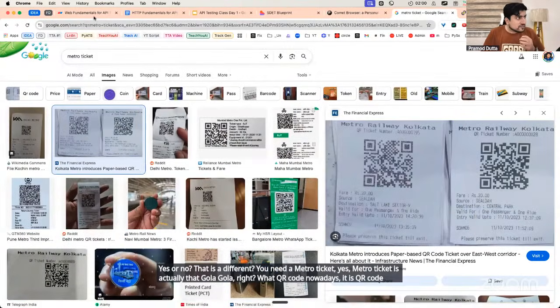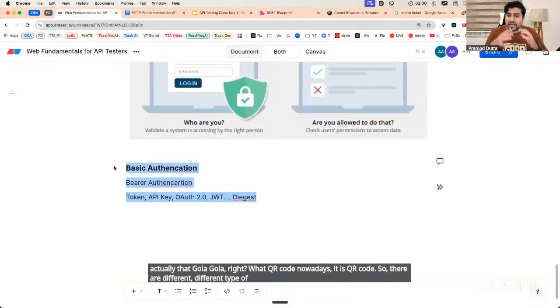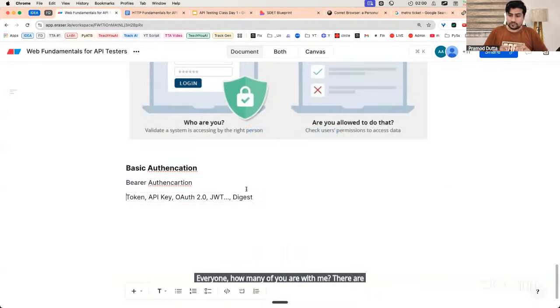So there are different types of authentication mechanism. Everyone, how many of you are with me? There are different types of authentication mechanism, but all of them do the same thing. How many of you agree with me? Yes or no? They all do the same work, one single job, right?